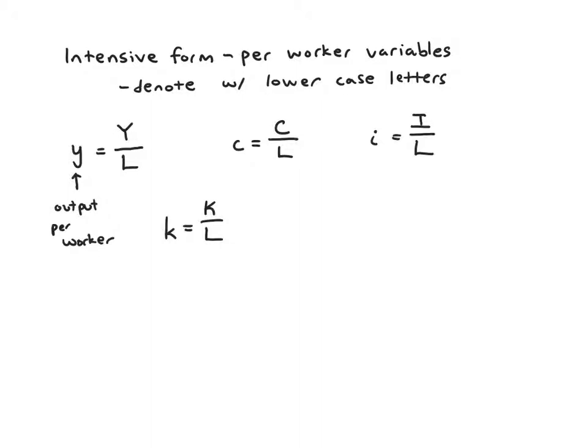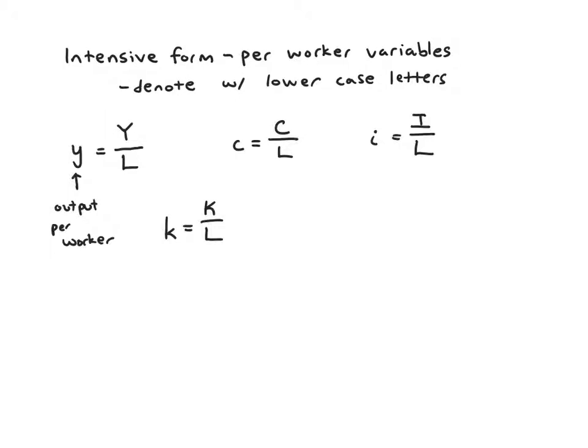And one problem with the capital per worker, which is going to be the most common variable we work with, the lowercase k, is that it looks a lot like the capital K. So I'm going to try to exaggerate how long the upper part is here so that we can always distinguish between the little k and the big K. So these are the main variables we'll be talking about.